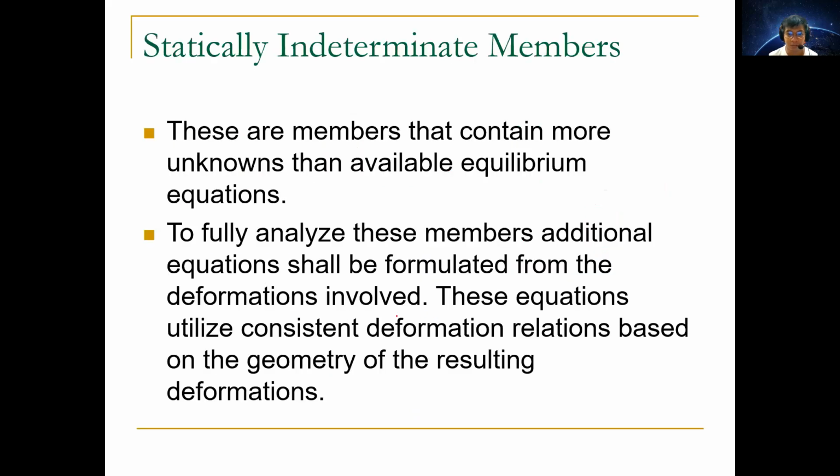So to begin with, these are members that contain more unknowns. Again, as what I have told you earlier, more unknowns compared with the available equilibrium equations. As far as we know, we only have 3 equilibrium equations: moment, vertical forces, and then horizontal forces. Diba? So again, if there are more unknowns, we are having a statically indeterminate situation. So to fully analyze these members, additional equations must be derived.